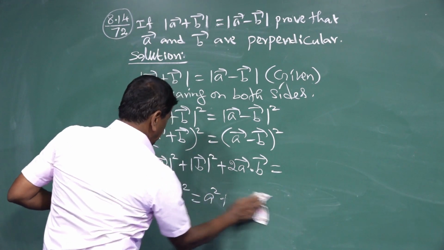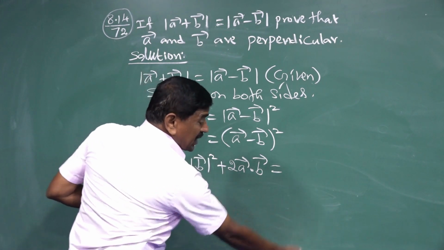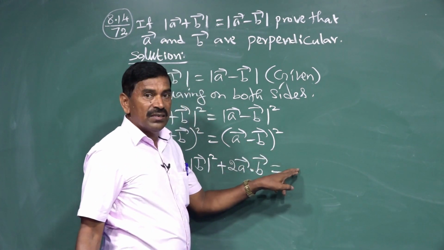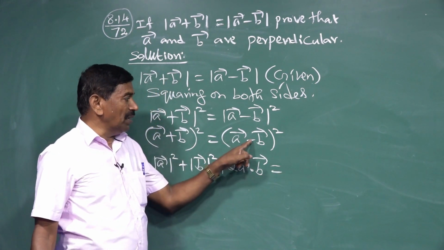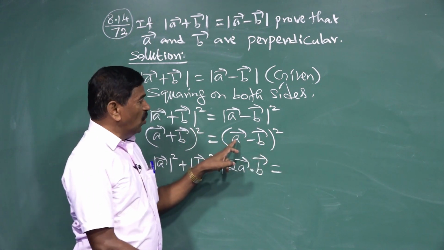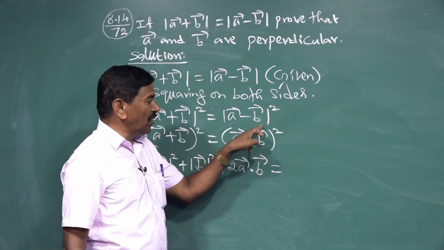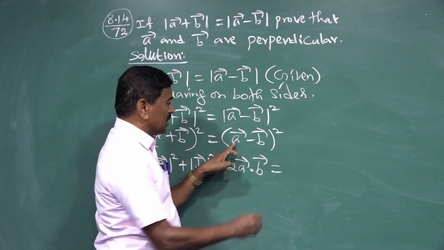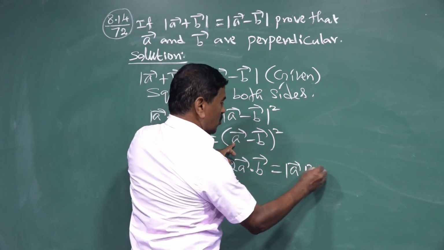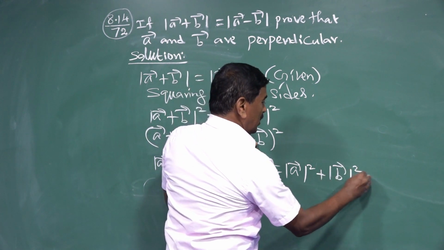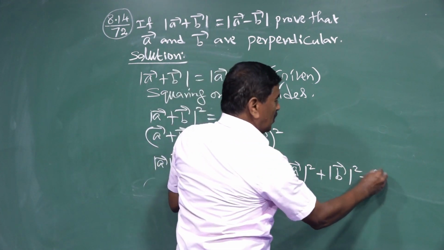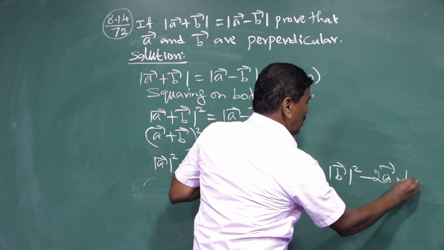Similarly, can you tell me what the right hand side is? Here there is plus, therefore plus 2AB. Here minus, so minus 2AB. That's all. (A vector minus B vector) the whole square is equal to modulus A vector square plus modulus B vector square minus 2 A vector dot B vector.